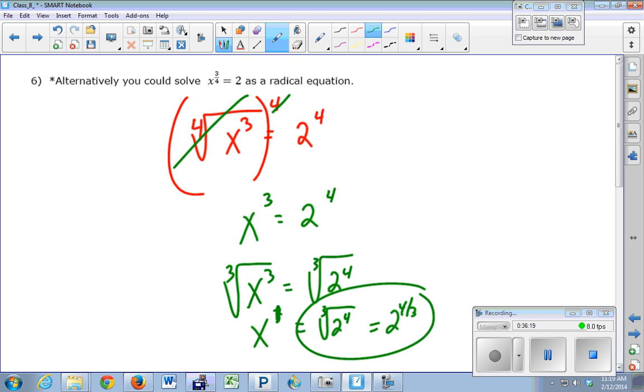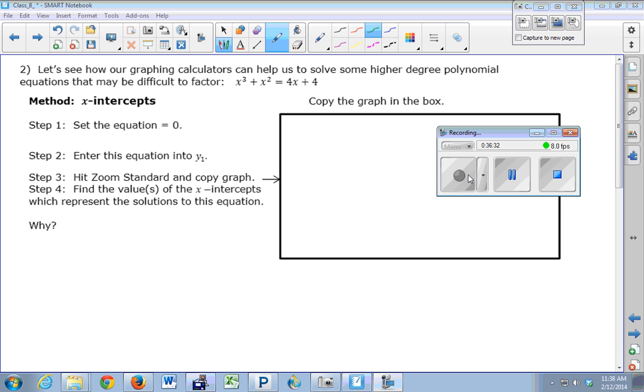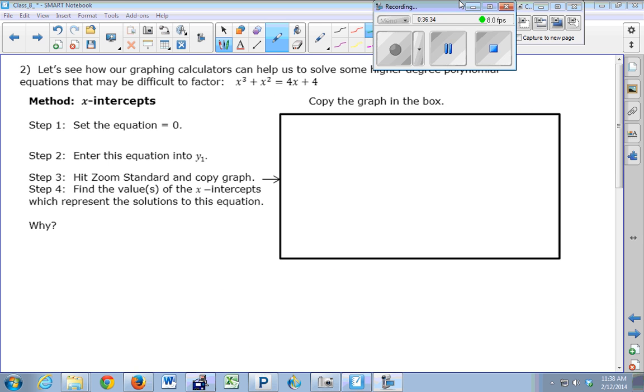So now I'd like you to take 20 to 25 minutes to work on those 4 problems that are on your activity, and then we'll come back to looking at how your graphing calculator can solve some of these problems for you. Number 2. So sometimes we get these polynomial equations.